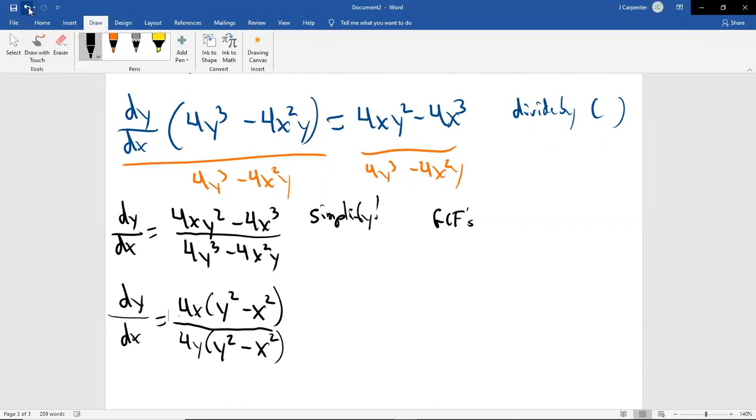And what's unbelievable is that those two parentheses match, so they can cancel, and we get dy over dx. Again, this and this will cancel. Also, the 4's cancel. Everything goes away except the x and the y.